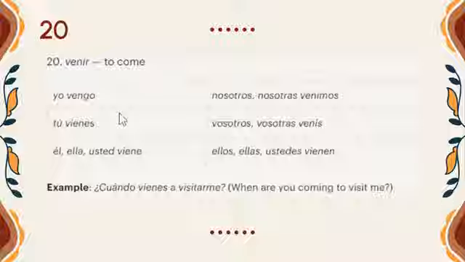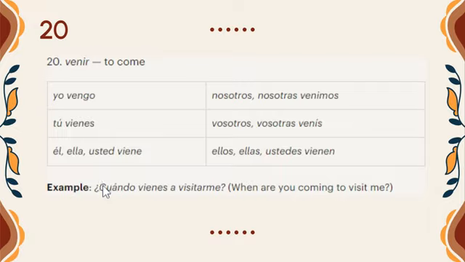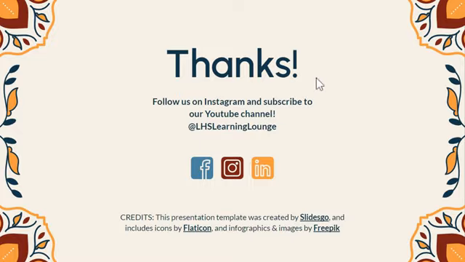It's to come. A lot of people get venir and salir confused. They're pretty much opposites. But yeah, make sure that you remember venir is to come, salir is to leave. So, the example they use here is "Cuando vienes a visitarme." Oh, they use a reflexive here. When are you coming to visit me? Very basic example.